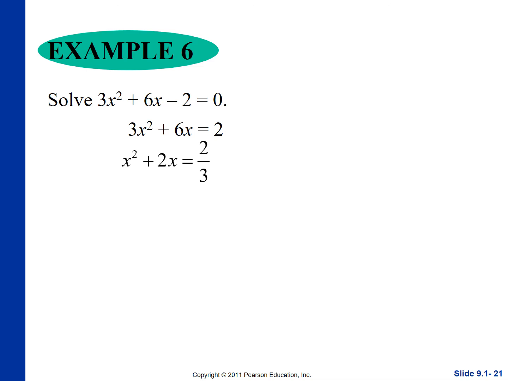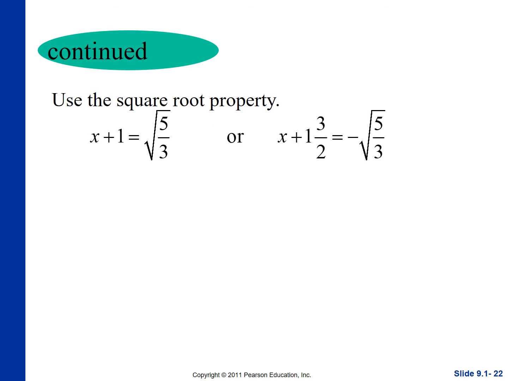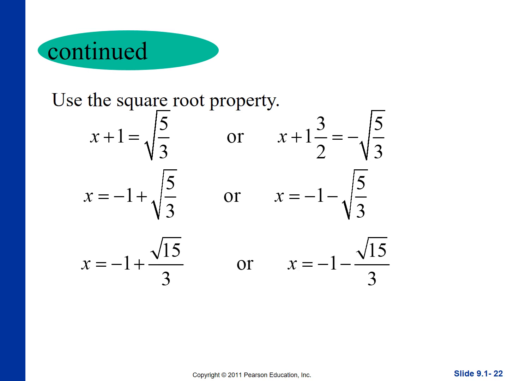Now we're going to, again, complete the square. B over 2 squared. In this case, it's 2 over 2 squared, which is 1. So we're going to add 1 to each side. So we're going to end up with x plus 1 quantity squared equals 5/3. Now we take the square root of each side, and you end up with -1 plus the square root of 5 over the square root of 3, -1 minus the square root of 5 over the square root of 3.